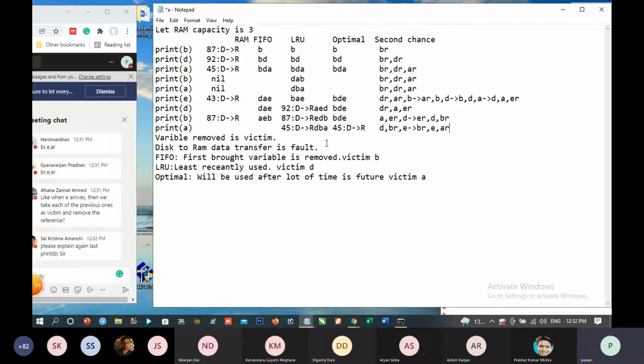Last, print B. Krishna. DRAER was there. Print B, we will try to victimize B. We will try to victimize D, but D was referenced, D was put here. Now, A will be victimized. So ERD will be as it is, and BR will be put at the end. What is your problem, Sai Krishna?